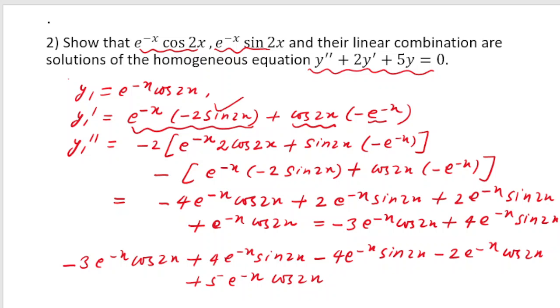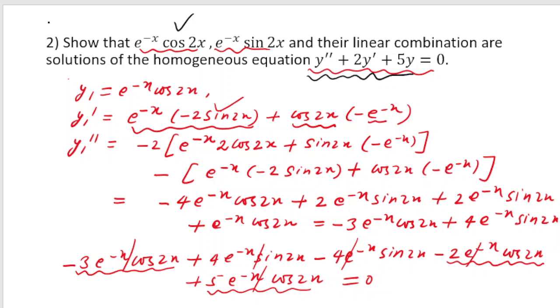So are we getting all 0, or we have made some mistake? Let us verify. So here we have minus 3 e to the power minus x cos 2x and minus 2 e to the power minus x cos 2x. So it is minus 5, and here it is plus 5. So this term and this term is cancelled, and here you can clearly see that 4 e to the power minus x sine 2x and minus for this, it is becoming 0. So what I have just done, I have shown that this is a solution of this linear differential equation.